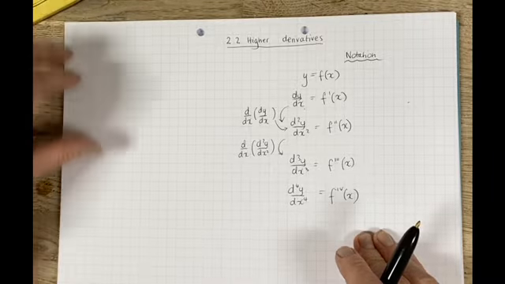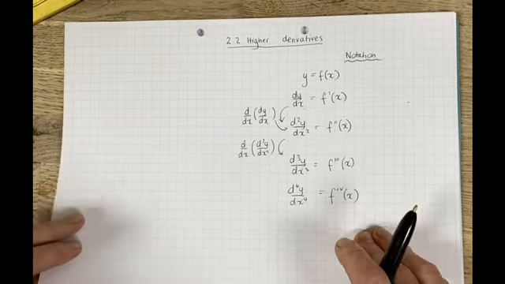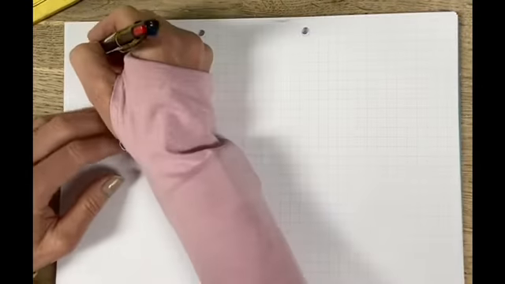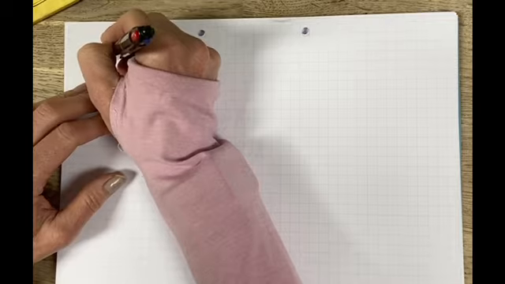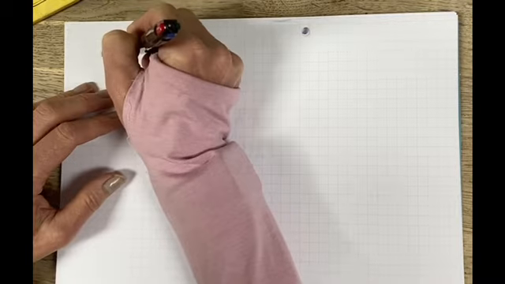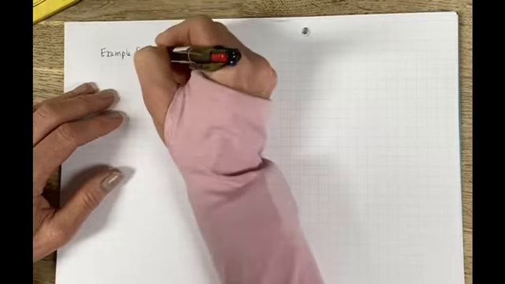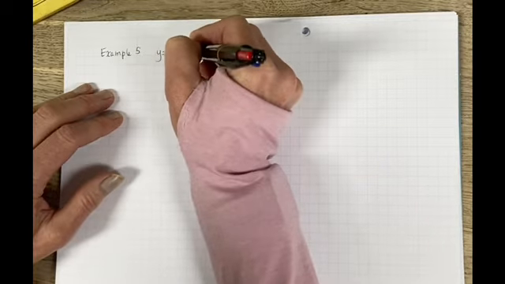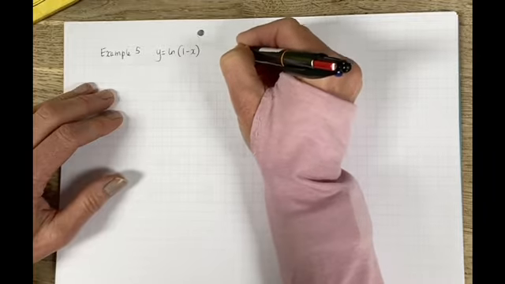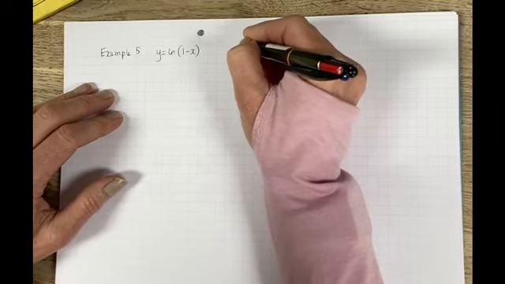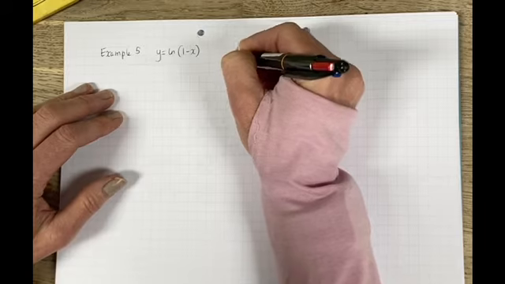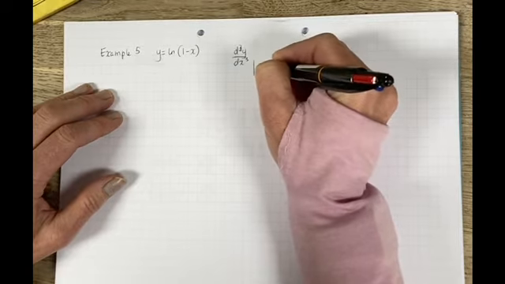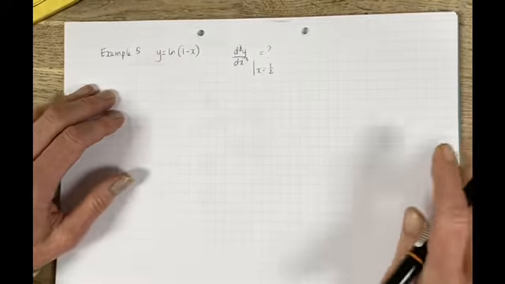So let's have a go at example 5 of chapter 2. Example 5 tells you, given the function y equals ln of 1 minus x, find the value of d3y/dx cubed when x is equal to a half. So we're going to find what this is.